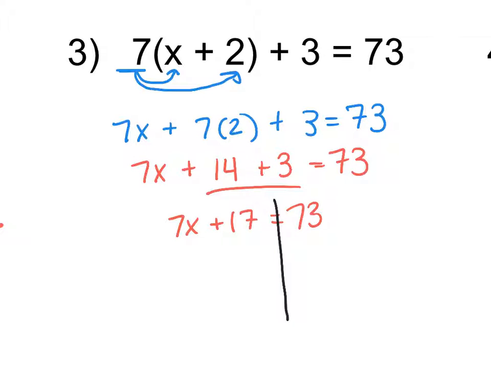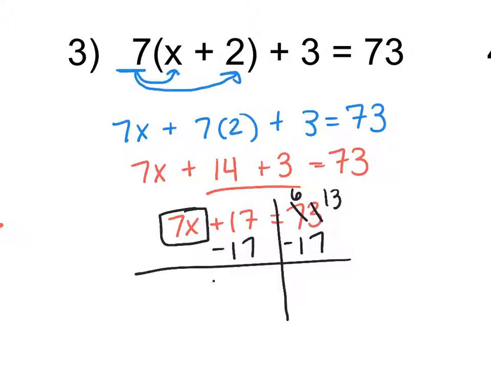Draw my fence. Again, I could have drawn my fence from the beginning. I'm going to circle my variable term. I'm going to move that plus 17. So 17 is being added to the 7x. So to undo that, I'm going to subtract 17. Subtract 17. That becomes 56. So I'm left with 7x because my 17s cancel equals 56. I want to divide by 7, and you should get x equals 8.